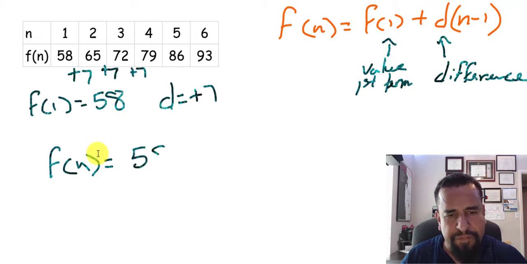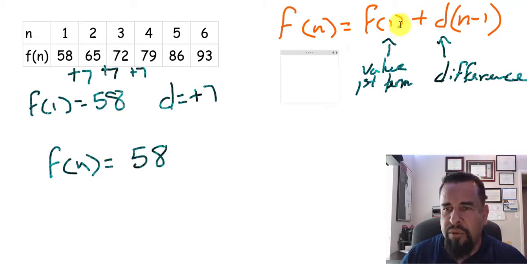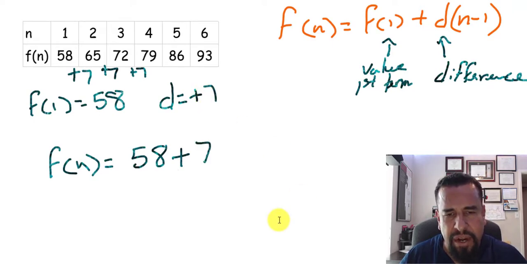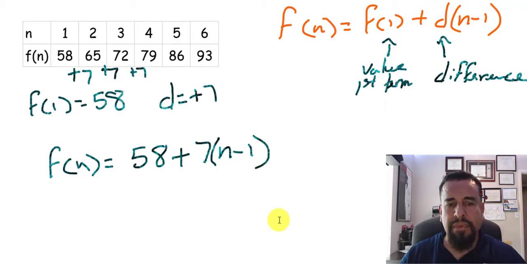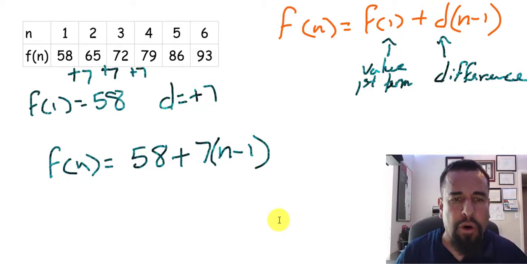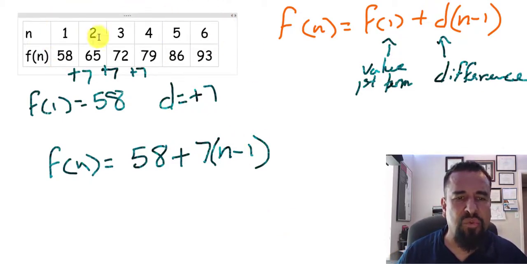So we're going to put in 58 there. Now notice it has a plus sign, so we're going to write that plus sign. And then my common difference. What is my common difference? It's a positive 7. So let's put a 7 in there. And we're going to multiply that times n minus 1. I'm done. I just wrote my explicit rule in general form for this sequence right here.